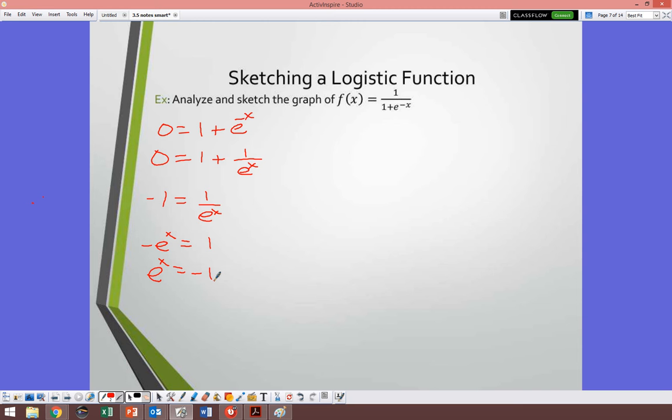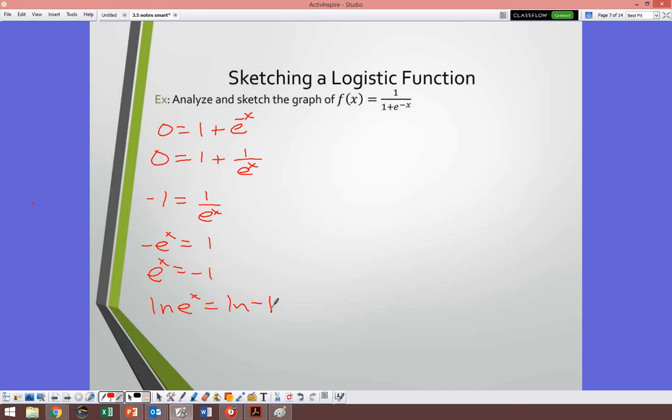Okay, so ln. It's a domain. There's no negative. Okay, so I ln both sides. I just put x. I don't know why I didn't. ln of negative x. It's a negative 1, not negative x. I am just not on track of things today.